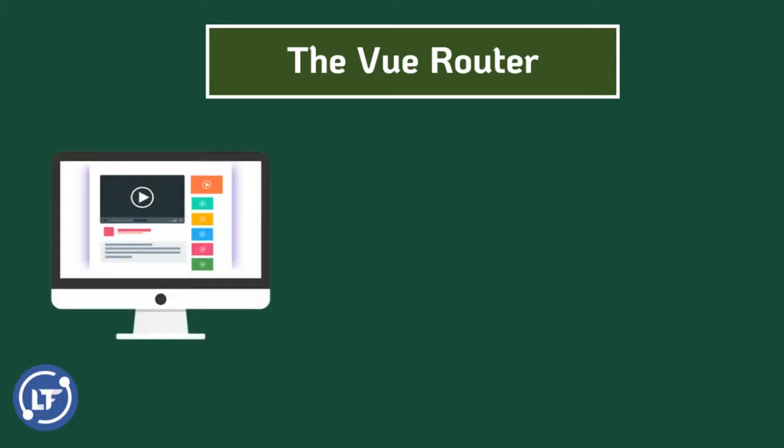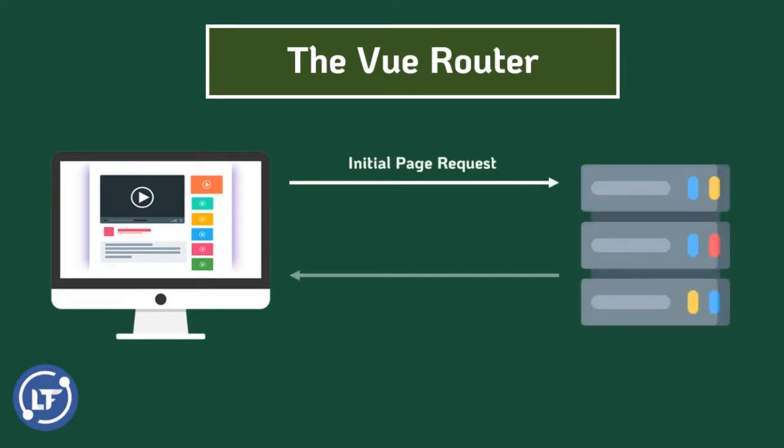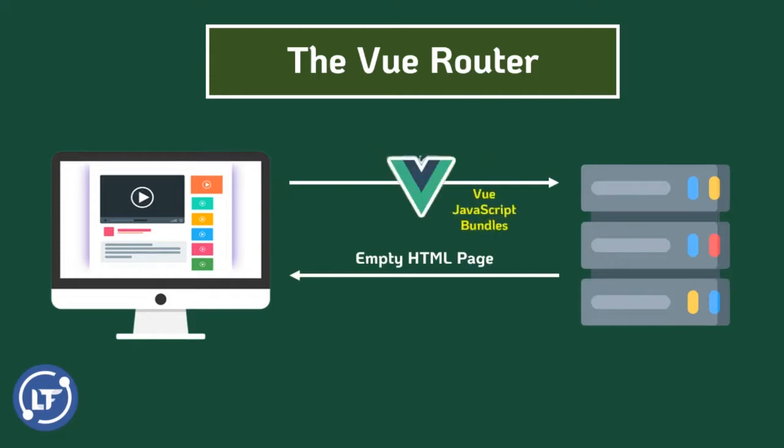First, you have your client with your browser. Whenever you make the initial page request to a server, the server sends back an empty HTML page, which we've seen so far in the course. And then once that happens, Vue takes over, and the Vue JavaScript bundles inject the necessary component based on the route. So let's say you're on the home page, the Vue router injects the home page component into the HTML page, and that is what we see.